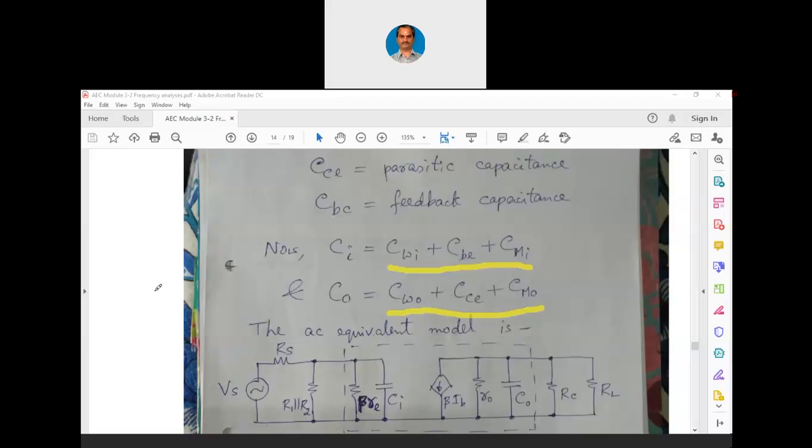So, I have been telling you that you will have to again revise the first module in order to understand the third module, because all these modules are highly interrelated. If you have not revised the first module and if you have not understood the AC model, then it will be very difficult for you to understand this high frequency model also.